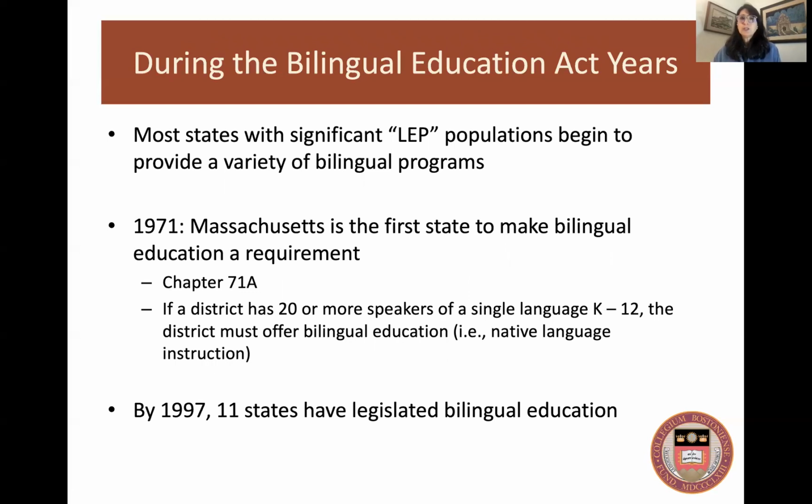So during the Bilingual Education Act years, most states with significant limited English proficient populations began to provide a variety of bilingual programs. So we saw that happening in California, Texas, Arizona, New York, Illinois, etc. In 1971, Massachusetts was the first state to make bilingual education a requirement, and it was through Chapter 71A.